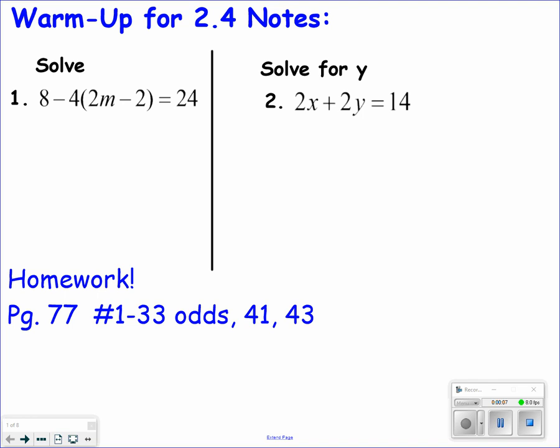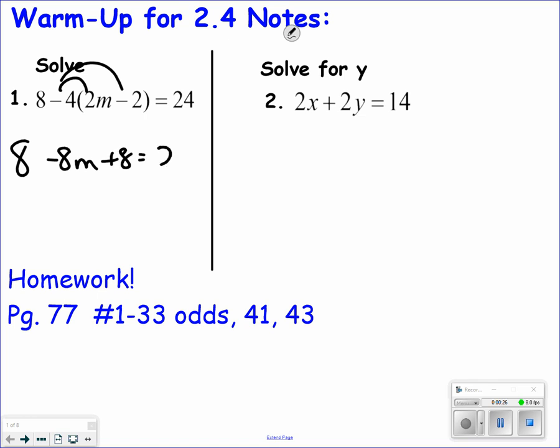Before we get started, let's do a little bit of warm up with a multi-step equation here. So this is a common mistake. Anytime you have a number outside, you're going to distribute. Distribute the number outside. So the negative and the 4 is distributed. So negative 4 times 2 and then negative 4 times negative 2.